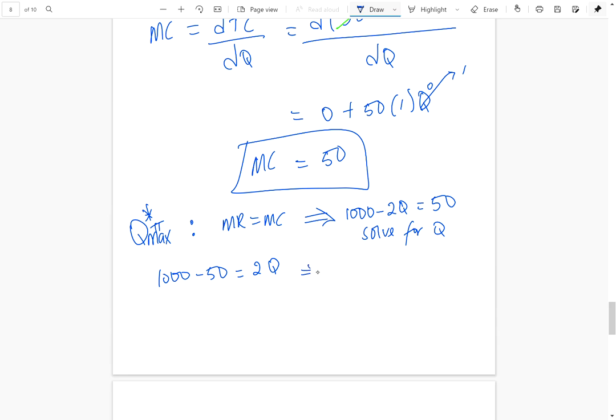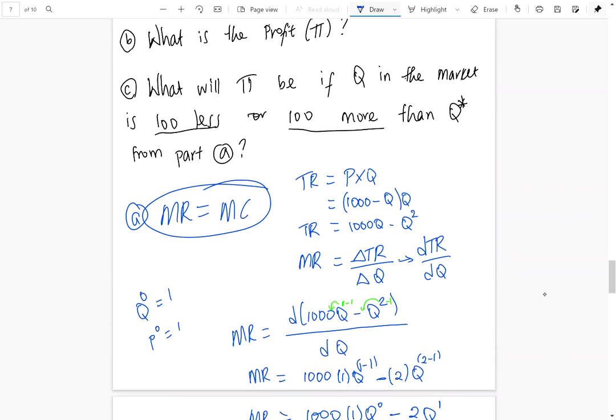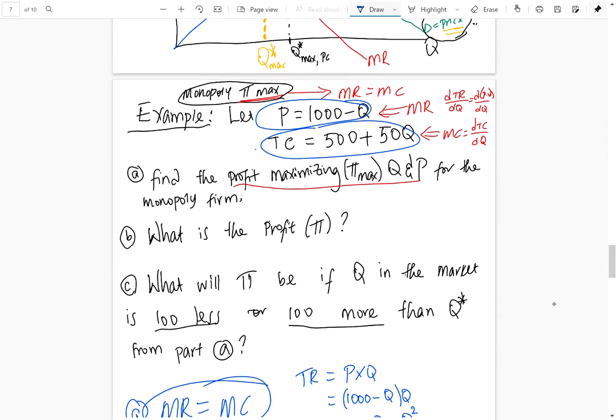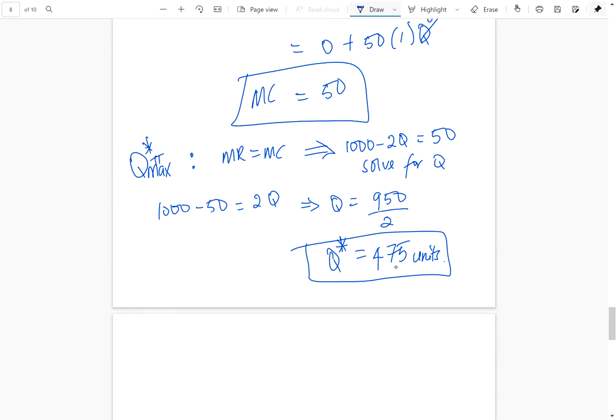Therefore, Q is equal to 950 divided by 2, which is 475. I'm going to write that separately because this is a key moment. So, all right, we have that our Q star is 475 units. Okay, so in order for this firm that has this demand function and this cost function to maximize profits, they need to produce an output of 475 units.